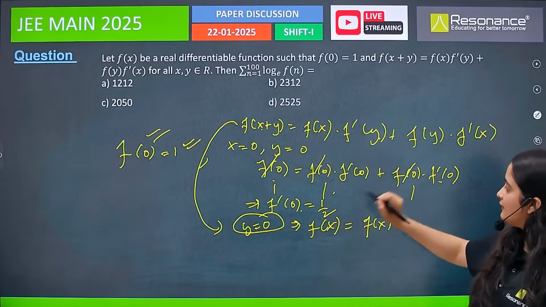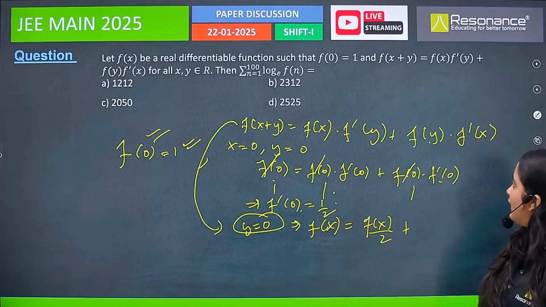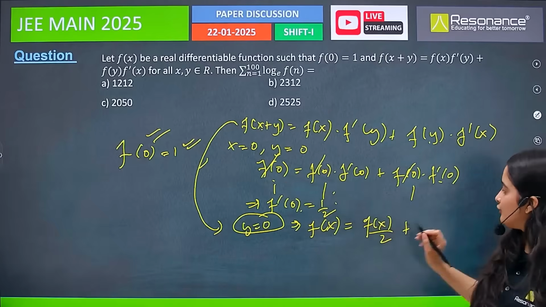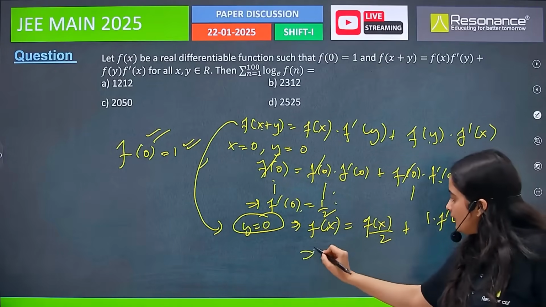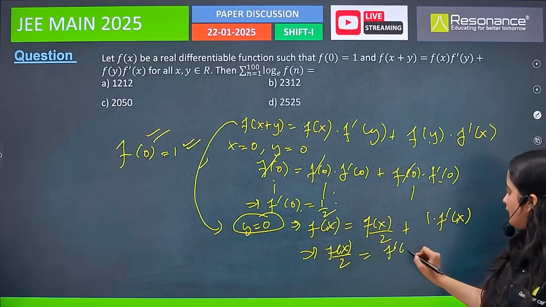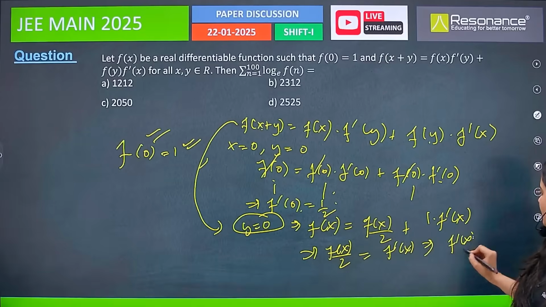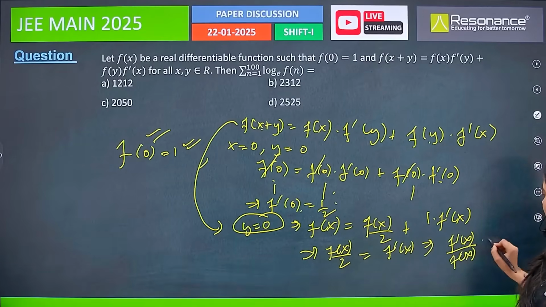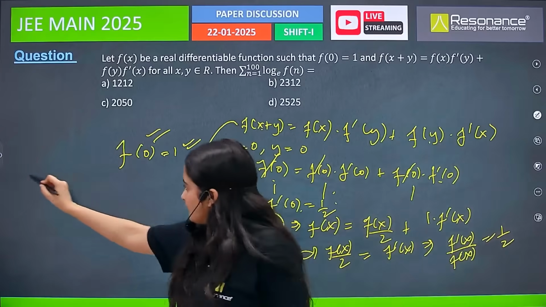So f dash 0 is equal to 1 by 2 plus f of y, and f of 0 was 1. So 1 into f dash x. From here I can say f of x by 2 is equal to f dash x, or f dash x by f of x is equal to 1 by 2. Integrating both sides, I am completing this question here.